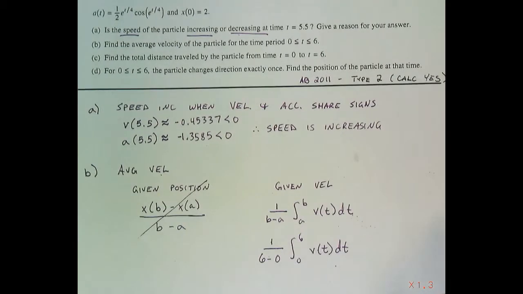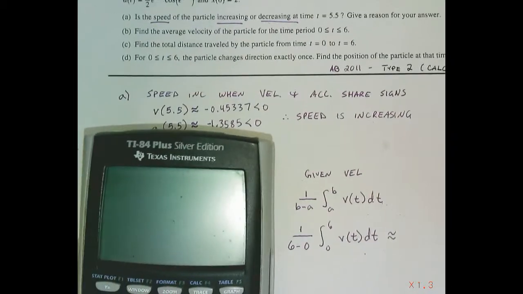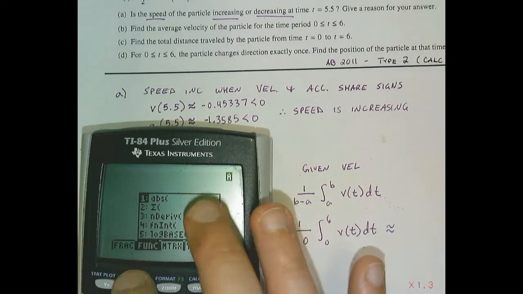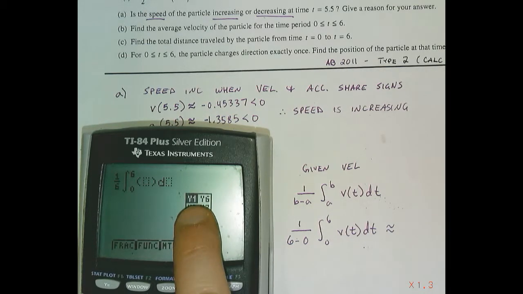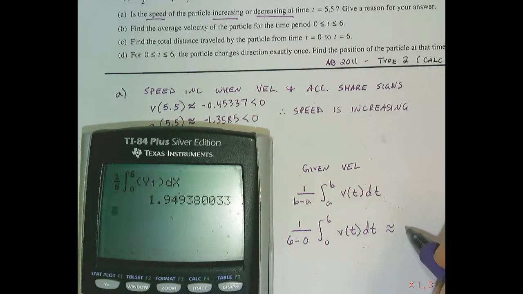And again, because this is calculator active, we can turn to our calculator to find out what this is. So quit to our home screen. 1 divided by 6. Actually, if you do the fraction, alpha f1, we can do a fraction, 1 divided by 6. And then integral would be math 9. Gives us the integral, 0 to 6. And then I stored velocity under y1. So by pressing alpha f4, I can pull up my y menu, y1 dx. And we get an average velocity of 1.949.